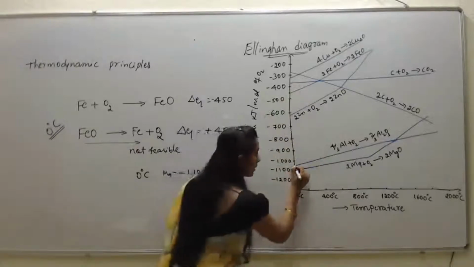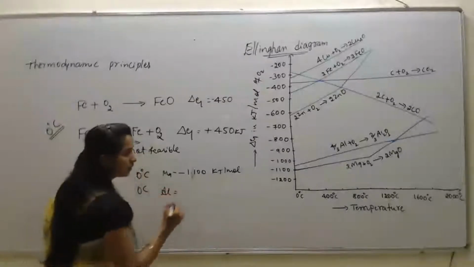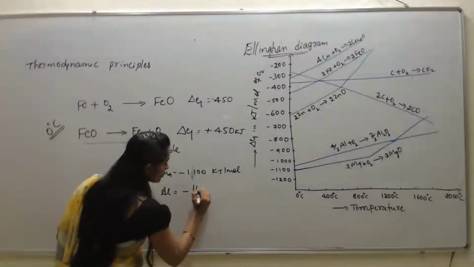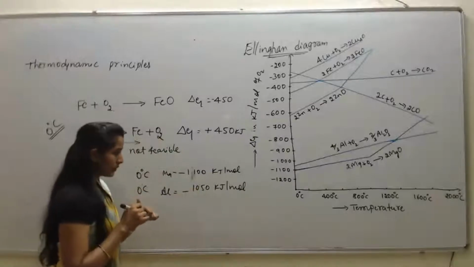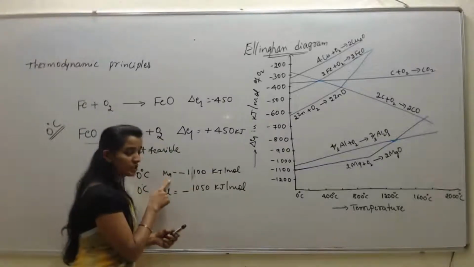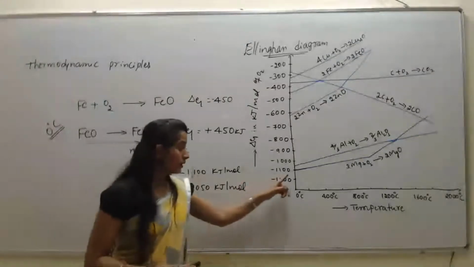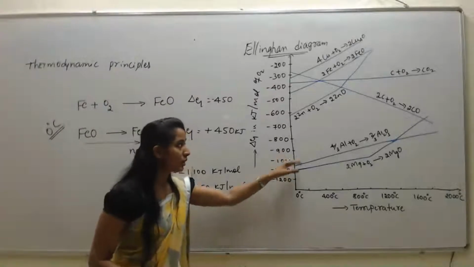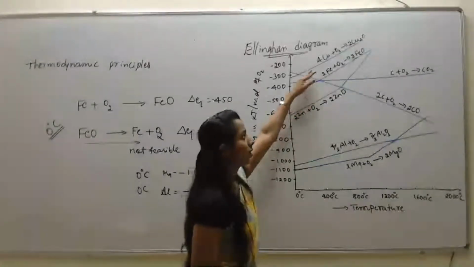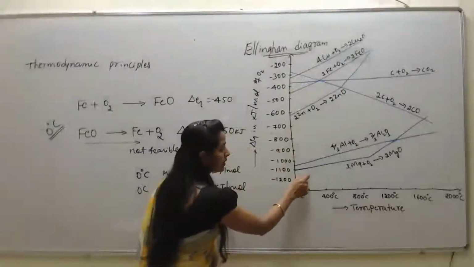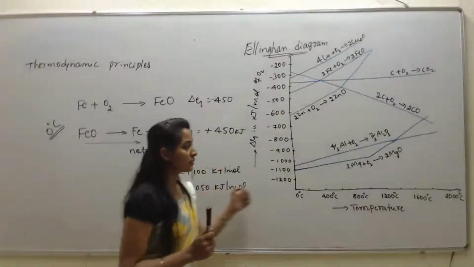But listen, here aluminium at 0 degrees Celsius has the delta G value minus 1050 kilojoules per mole. So here what happens? The delta G value for magnesium is high compared to aluminium. This aluminium has the capacity to reduce the elements which are just above aluminium. It can reduce zinc, carbon, iron, copper, but it cannot reduce magnesium. Why? Because magnesium has more capacity to react with oxygen.